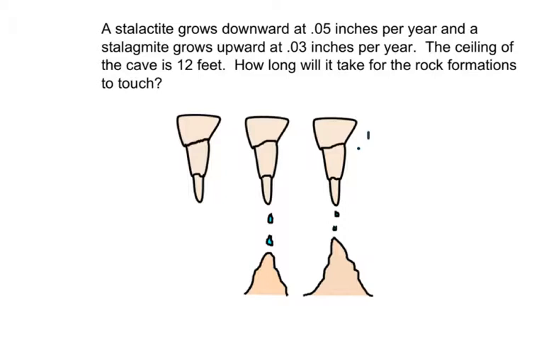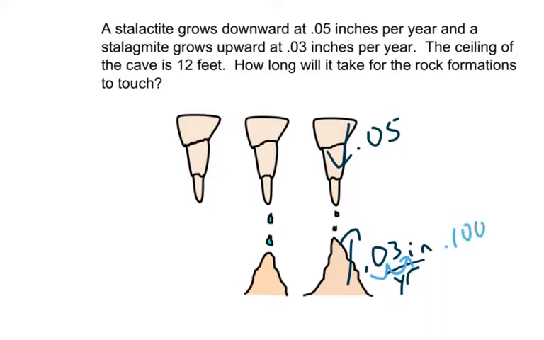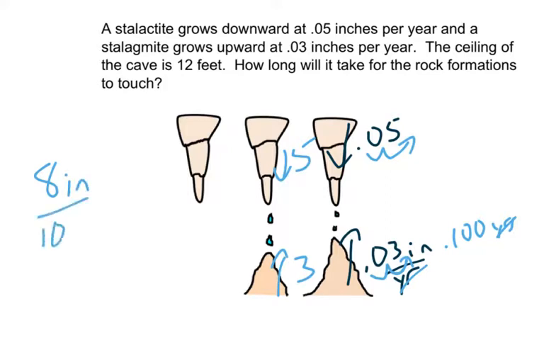Alright, so this was 0.05 going down, inches per year. And this is 0.03 going up, inches per year. And all we need to do to make it a whole number is times 10 times 100. So times 100 years would cancel the years out, and that would give us 3 going up. And same thing here, that would be 5 going down. So since those are going in opposite directions, we add them. So it would be 8 inches every 100 years.